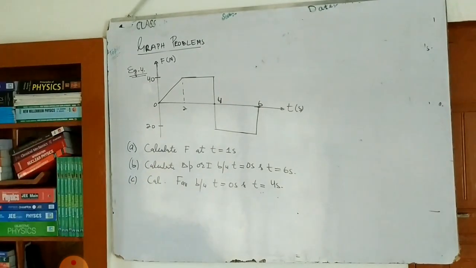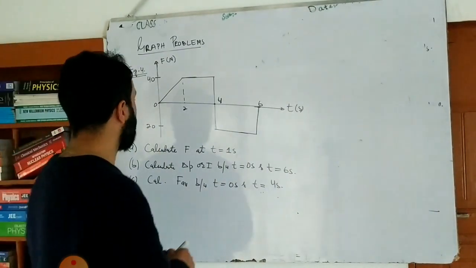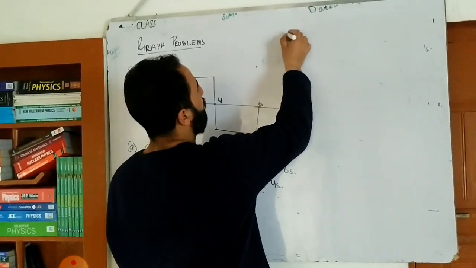So 3 different parts you are supposed to calculate. First of all, instantaneous force. Number second, change in momentum or impulse. And number third, average force. Okay. So A part, first of all, we have to calculate the instantaneous force.